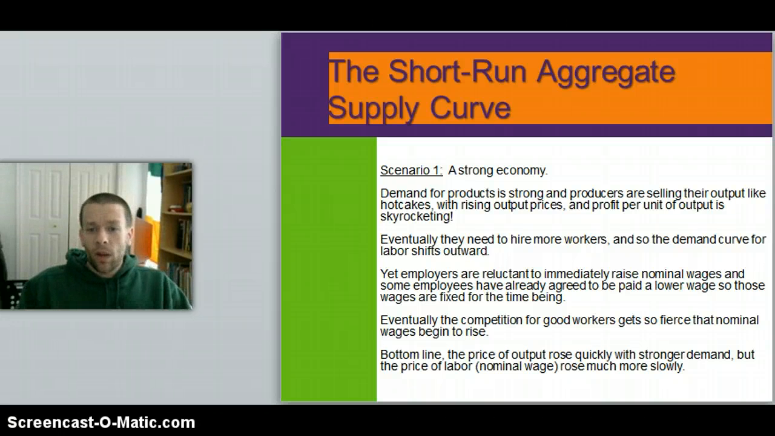All right, in scenario one, we have a strong economy. Demand for products is strong. Producers are selling their output like it's going out of style, and they're raising prices. Prices are slightly increasing, and profit per unit is skyrocketing. Now, to keep pace with this increased demand for their product, for their good, for their service, they'll need to hire more workers. All right, and so this is going to increase demand for workers, shift the demand curve for workers outward.